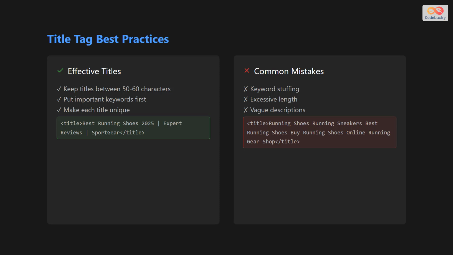Common mistakes to avoid include keyword stuffing, using excessive length, and including vague descriptions. Instead of stuffing your title with keywords, use descriptive and specific keywords relevant to that page. Rather than writing long titles, keep them concise. Rather than having vague titles, make sure to include a topic, category, or page type.